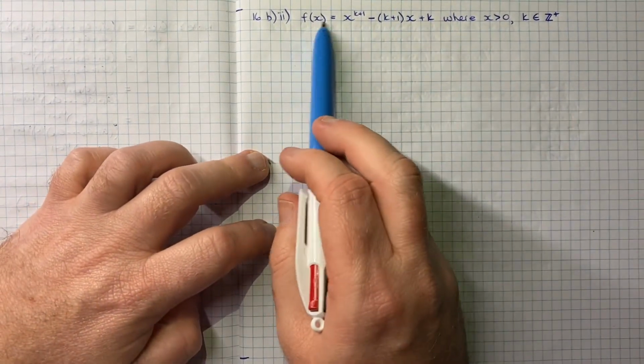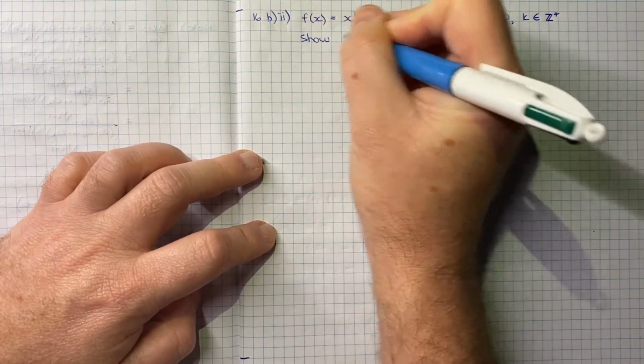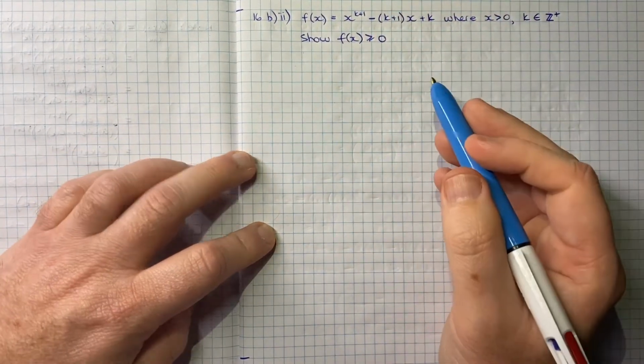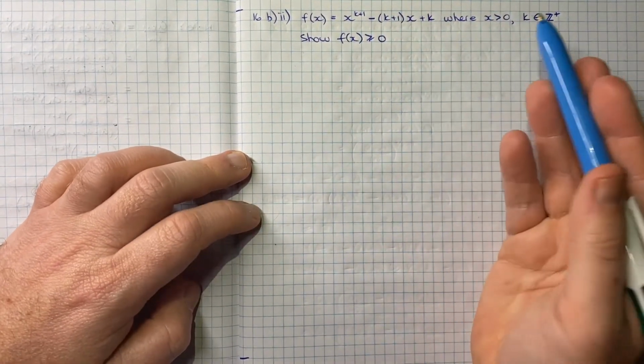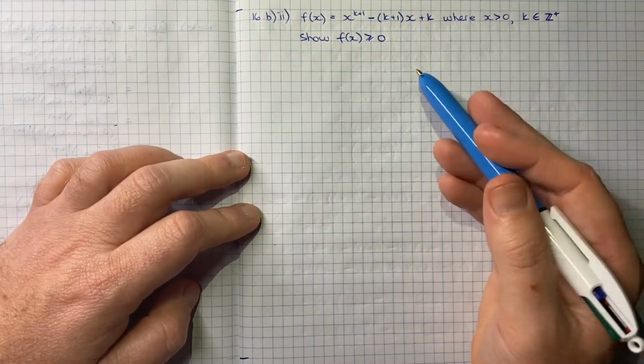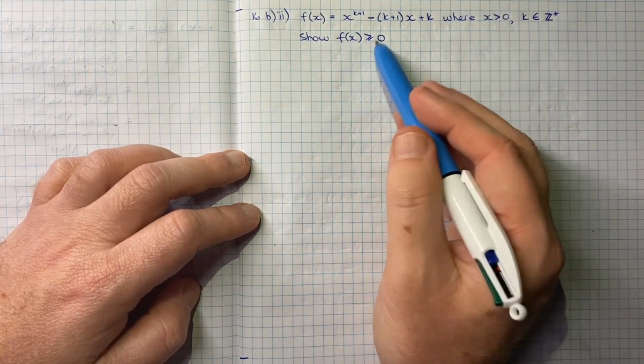I've just written up the function that we're given, and what we're being asked is to show that f(x) is greater than or equal to 0. I think what makes this question tricky is we're not really given any clue or hint as to how we should go about this.